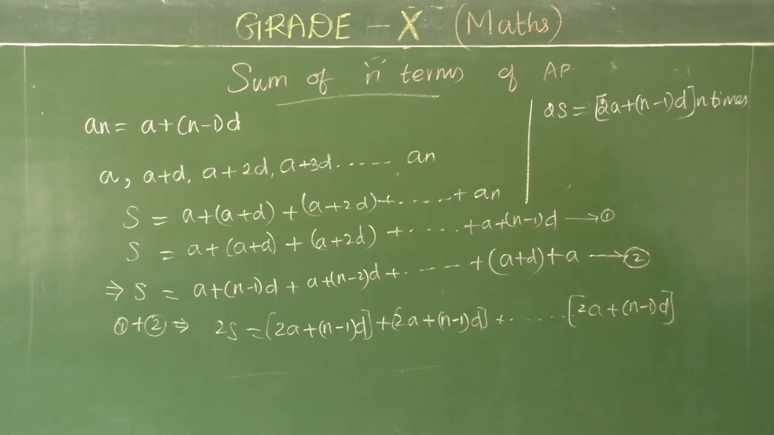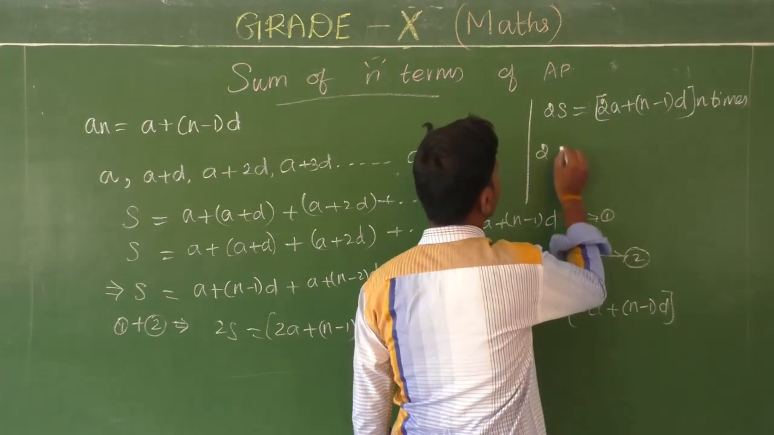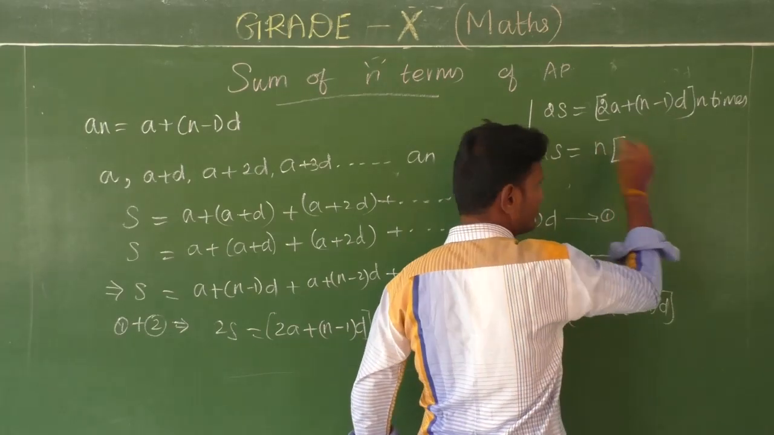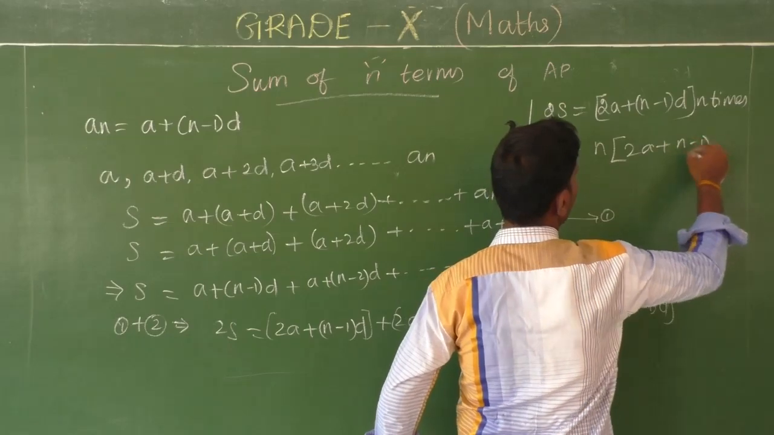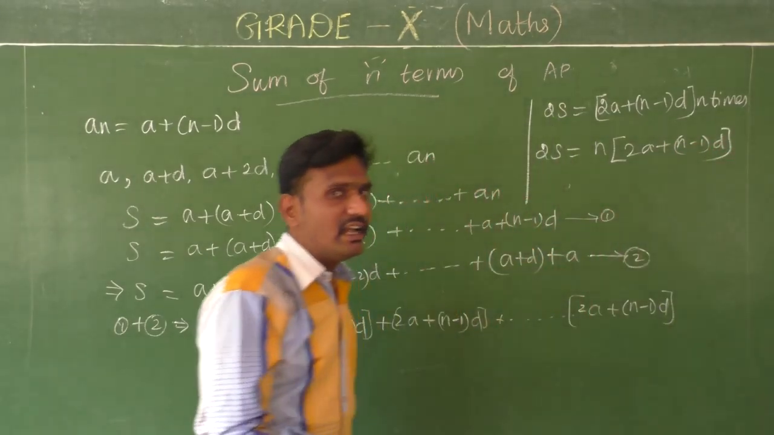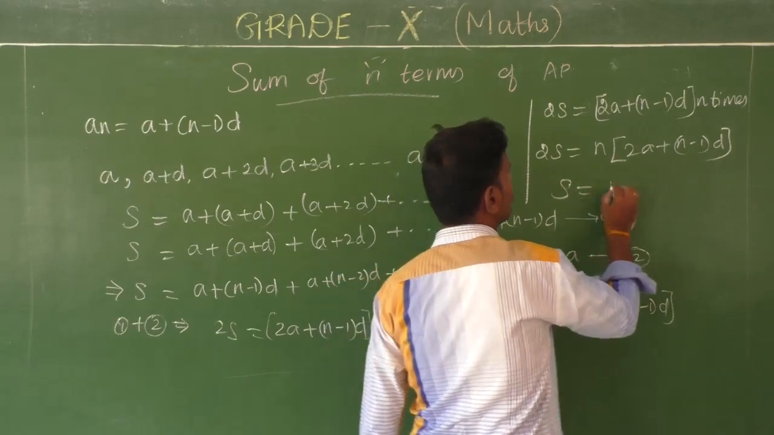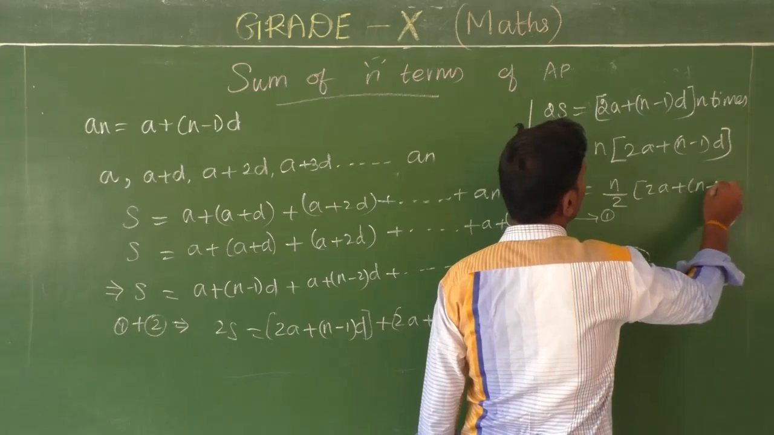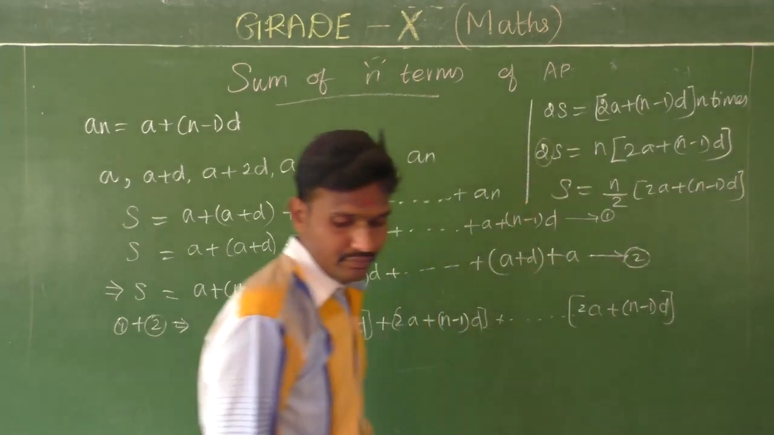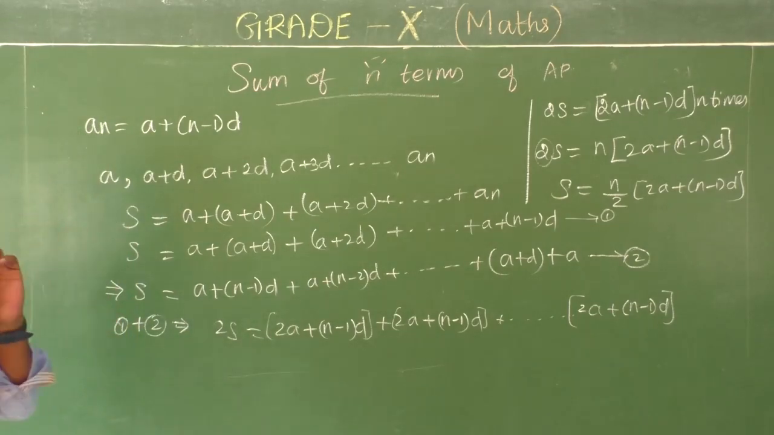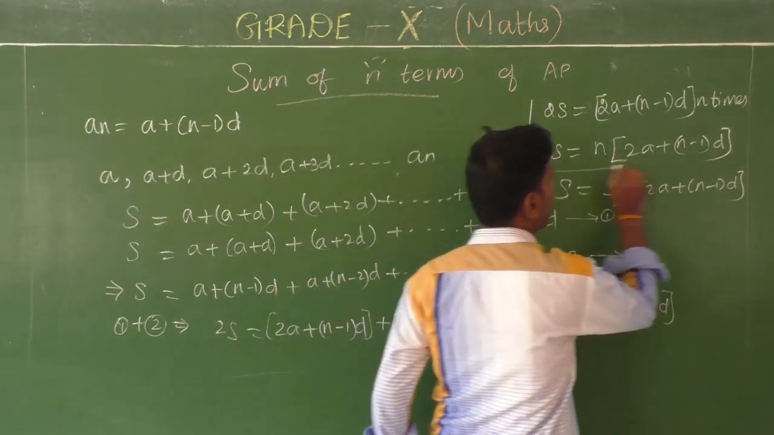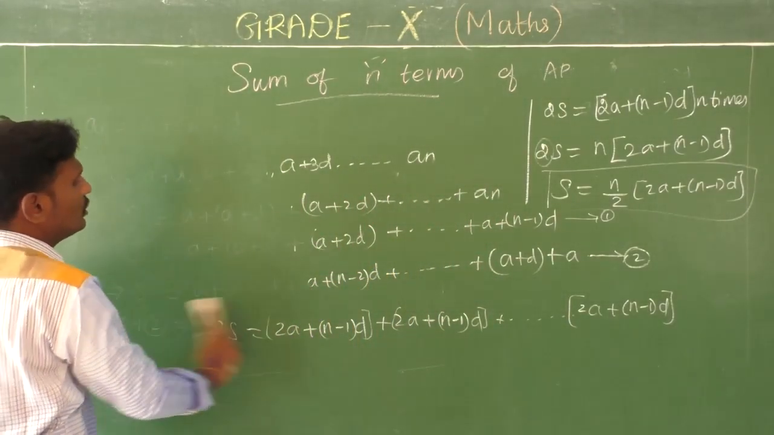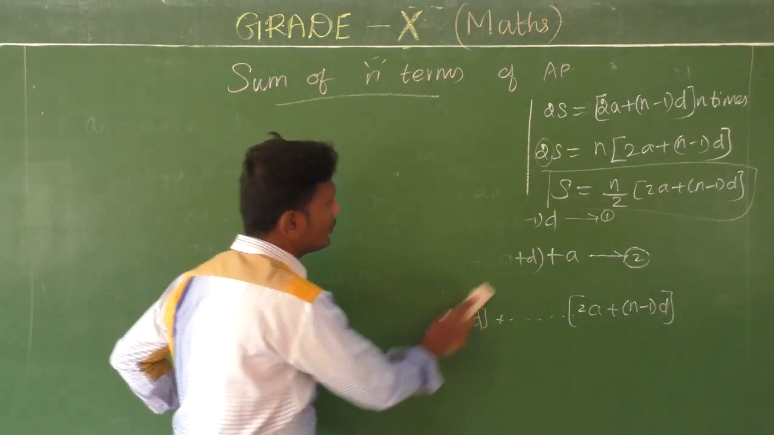That is n. Now I need 2S equal to n at first: n into (2a plus (n minus 1) into d). And finally I am going to write S, moving the multiplier to that side, divided by 2. So n by 2 into (2a plus (n minus 1) into d). Okay, students, this is your formula. We are going to use it in the whole exercise. Sn equals n by 2 into (2a plus (n minus 1) into d).